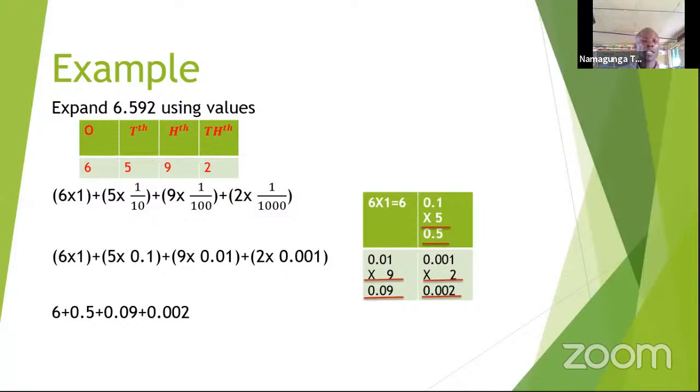So we are seeing that the first two steps are exactly the same. Let us be here, Aivaziwe Jovia. Take us through the first two steps of expanding 6.592 using values.